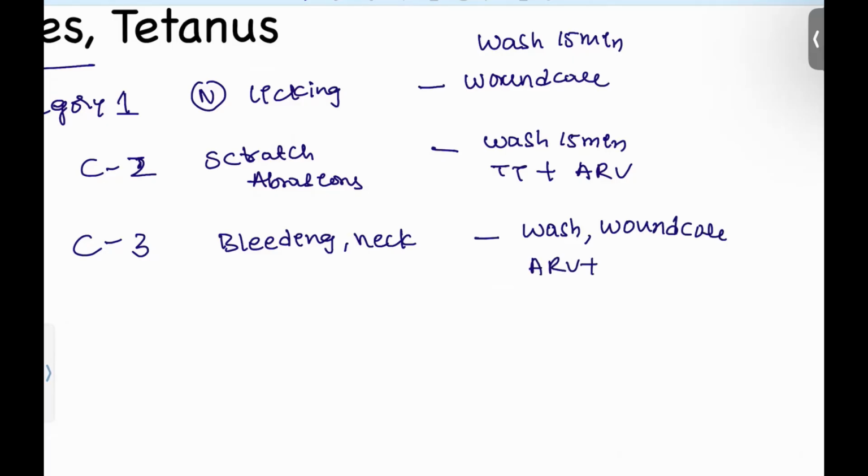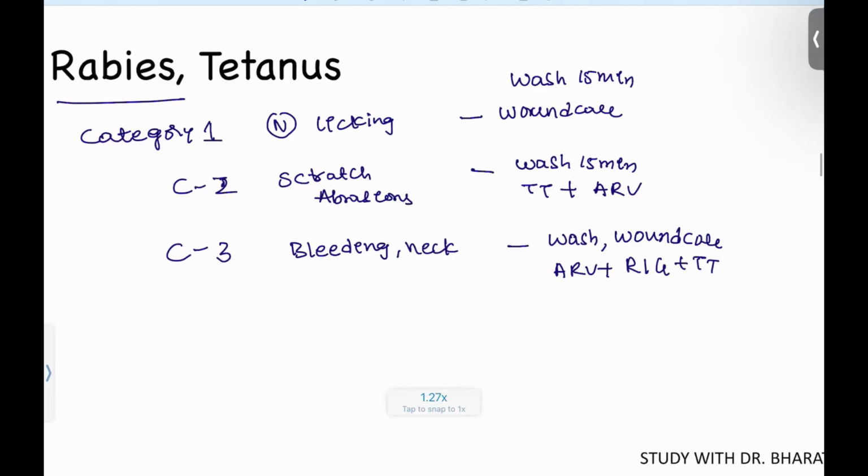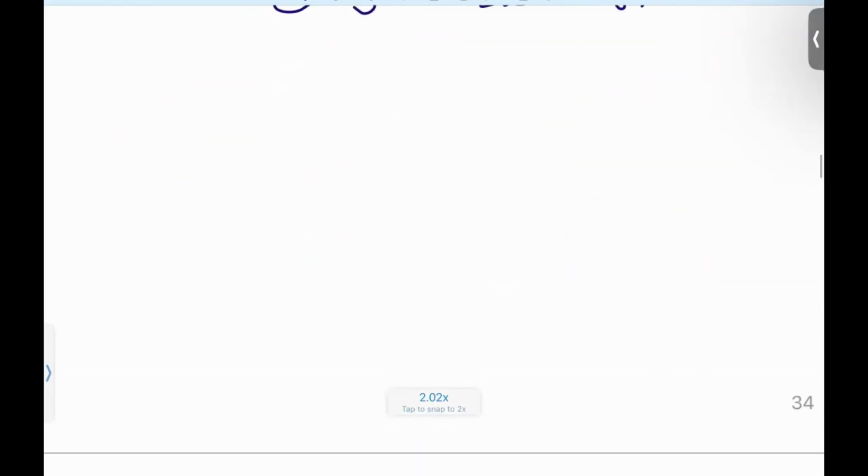Along with that, you also have to give the rabies immunoglobulin plus the TT injection. This is the category that we follow under WHO worldwide. But how do we give this therapy? We have two types: one is the SN regimen, the other is the Thai regimen. What we are using here is the Thai regimen.